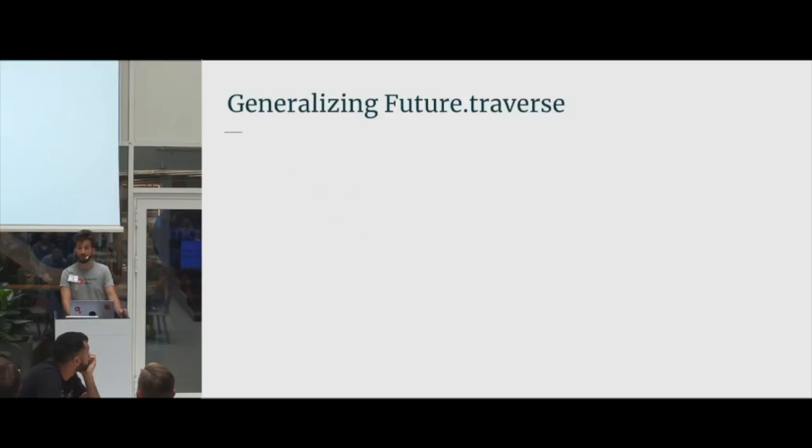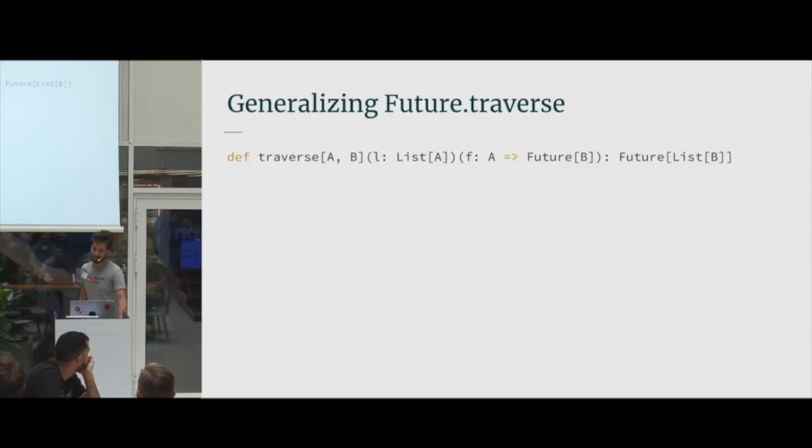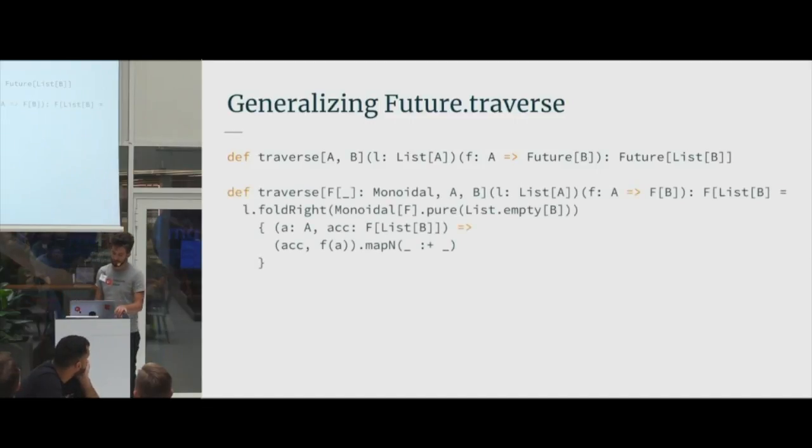So we can also generalize future.traverse. And traverse looks like this. Basically, we give it a list of a's, and then a way to turn a's into future of b's. And if we were to just use map on this list with this function f, we would get a list of future b. And then we could just call sequence. So basically, traverse is like map and then sequence. It's kind of like how flat map is map and then flatten. So there's another parallel there. And it looks very similar.